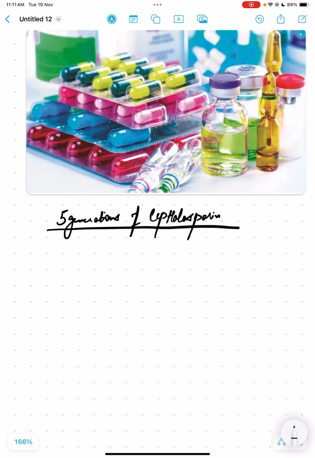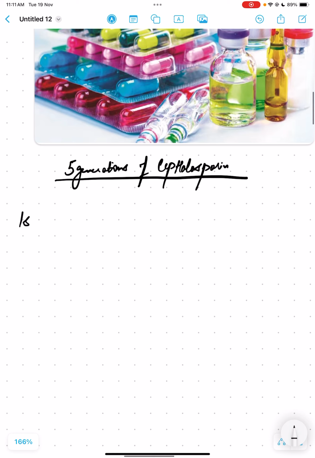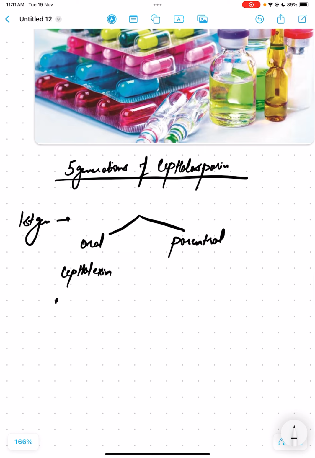Okay, so first of all, we will start with the first generation of cephalosporins. It involves oral and parenteral drugs. In case of oral drugs, it involves cephalexin and cefadroxil, and in the case of parenteral, it involves cefazolin.